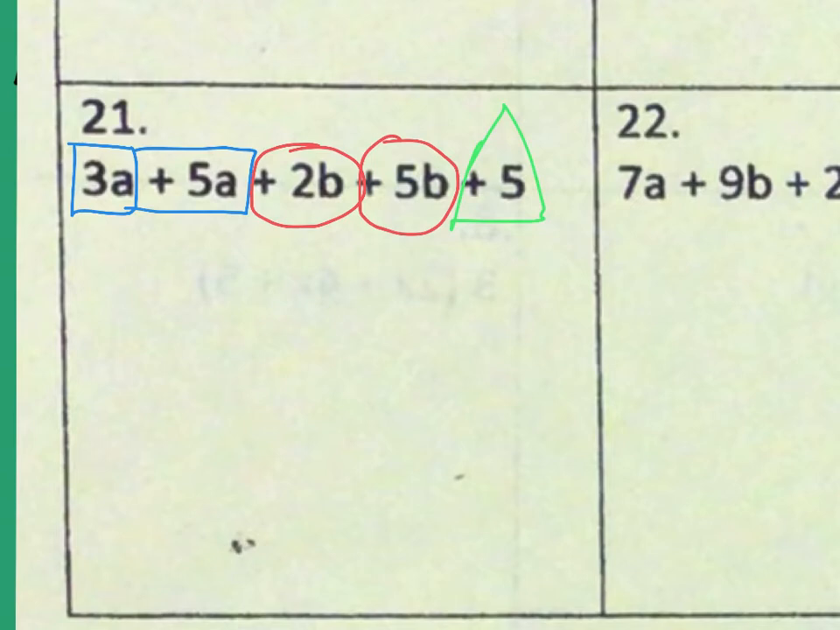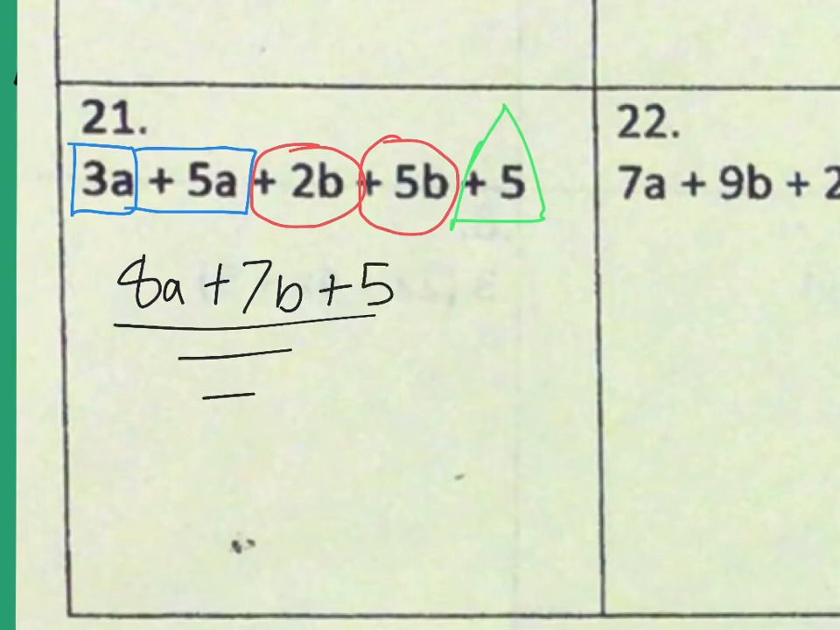3a plus 5a is 8a. And again, if we have multiple variables, alphabetical order is always best. I like to also say the most complex comes first, and then we slowly get easier. And then we always use alphabetical order. So now we have 2b plus 5b, which is 7b, and then we have a plus 5 all by itself. So there it is. That is our answer right there.